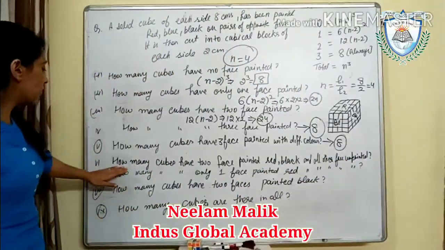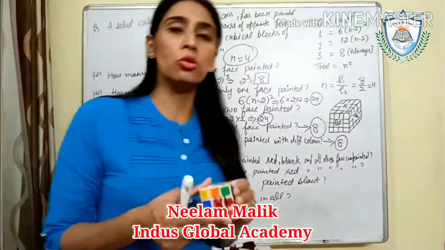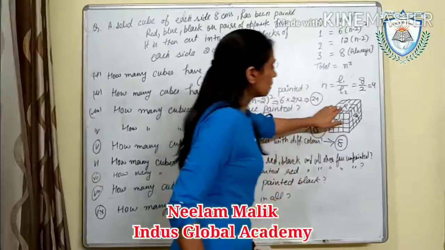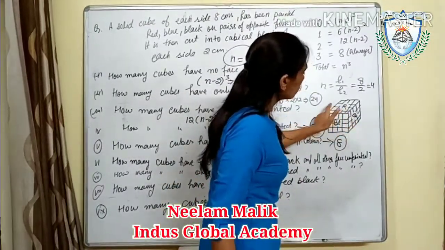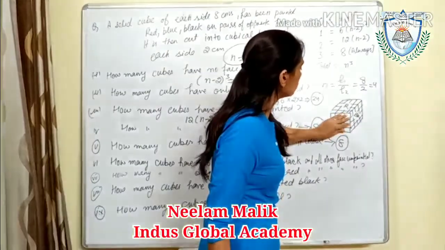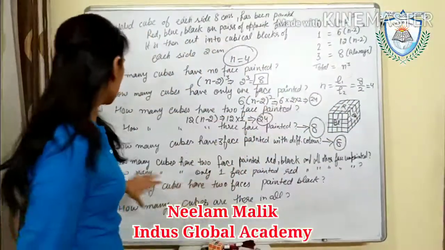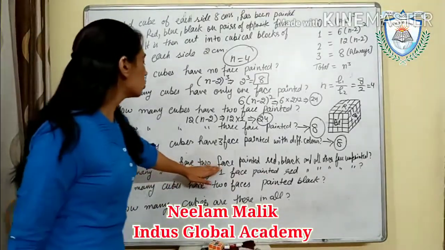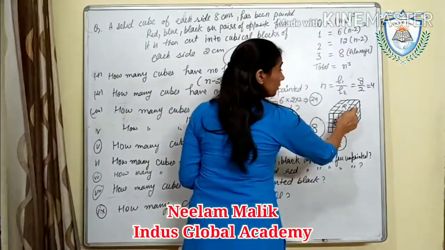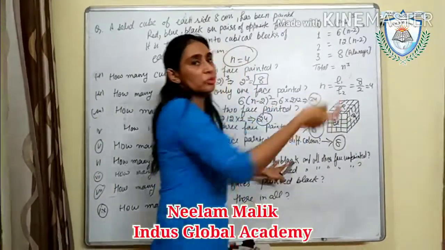Next question: how many cubes have 2 faces painted red and black, and all other unpainted? We are talking about only red and black. This is red, this is black. The side on that side will also be black, and the bottom will be red. So we will forget these two sides, and we have to just remember 4. They are asking how many cubes have two faces painted, red and black. On that side also there is the combination of red and black.